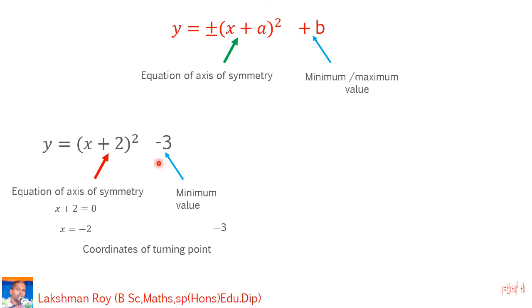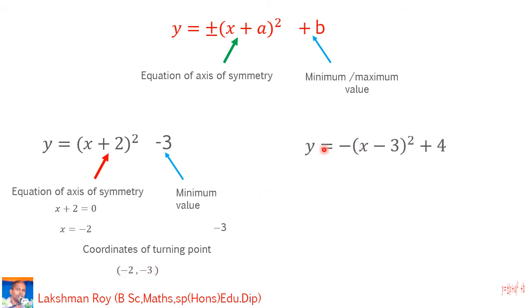Let's see another example. But before we go to the example, I would like to introduce you to another one. In this graph, you can take the coordinates of the turning point. The equation of the axis of symmetry gives the point where the graph turns. So the x coordinate of the turning point is -2, and the graph turns at the minimum value, which is -3. So the coordinates of the turning point are (-2, -3), right? Now let's move to another example.